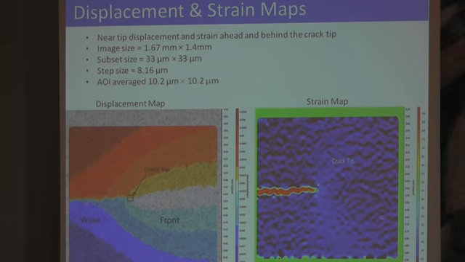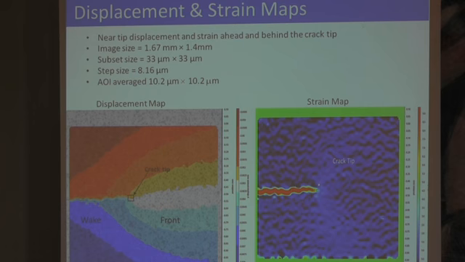For the DIC method, the parameters are a subset size of 33 by 33 micrometer, a step size of 8.16 micrometer, and we use an average area of 10 by 10 micrometer. The displacement map in the y direction was obtained after correlation between the deformed image and the undeformed image, and then the strain map.